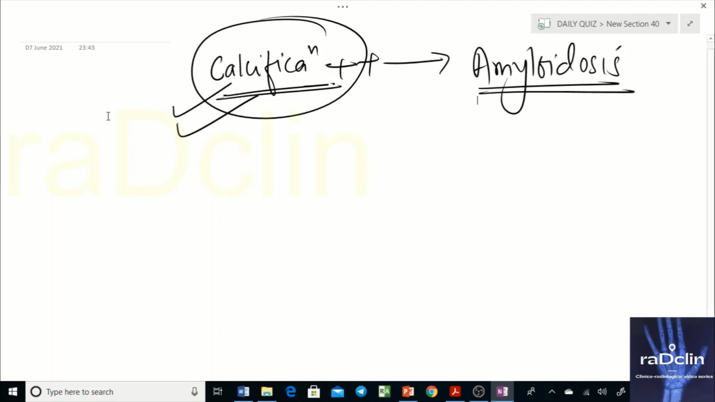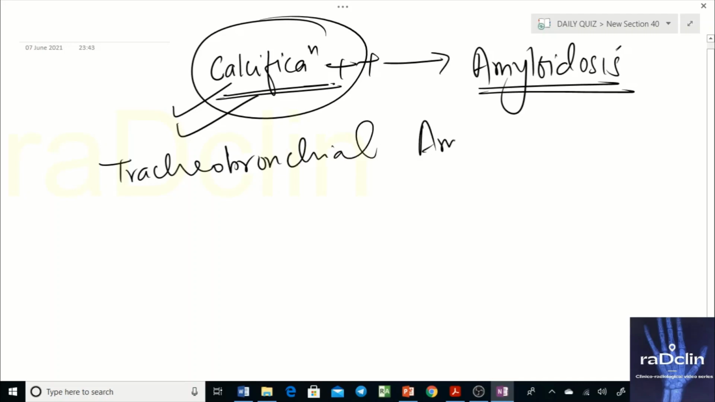There will definitely be some part that will be non-calcified. Now, amyloidosis has three patterns: diffuse alveolar septal, which I discussed, that is involvement of the lung. But the second pattern is tracheobronchial amyloidosis. Whenever the patient has tracheobronchial amyloidosis, the lungs are typically normal, and what you will see is that the tracheobronchial tree is involved. The trachea is affected, and the primary bronchi are affected.